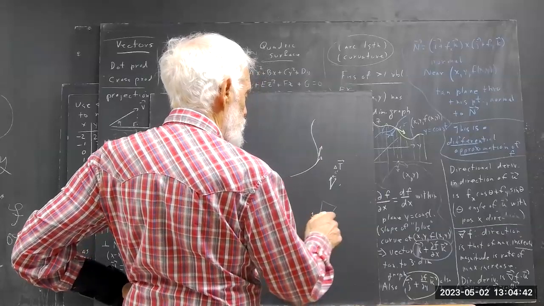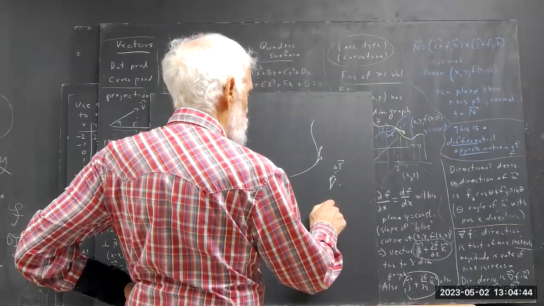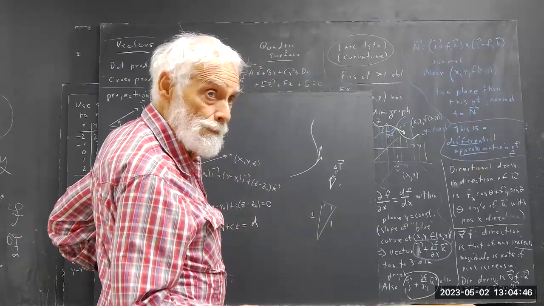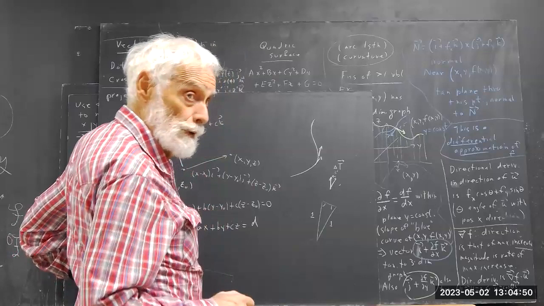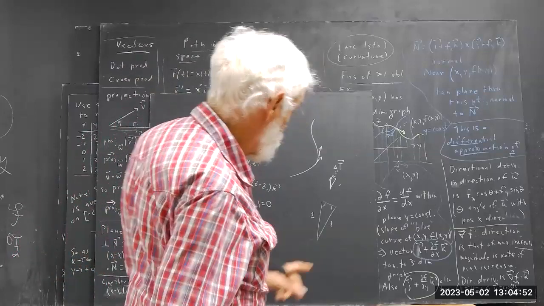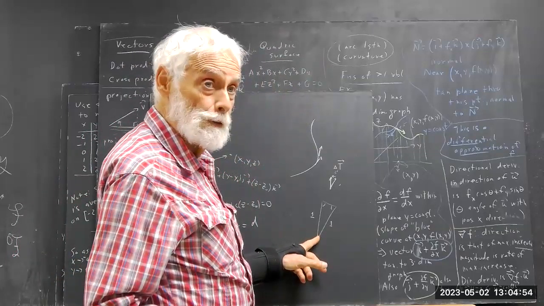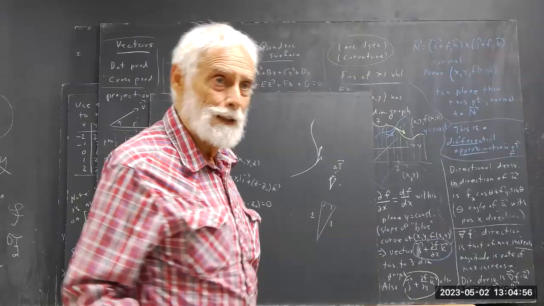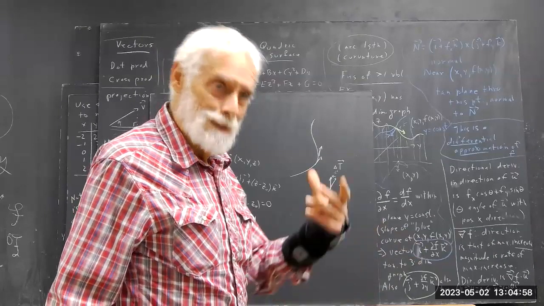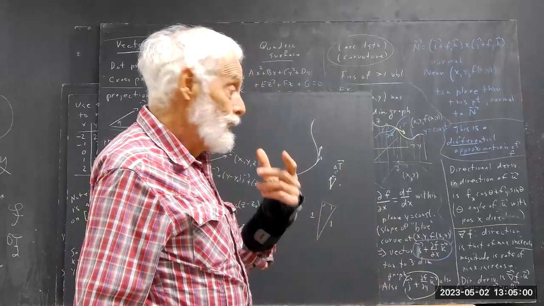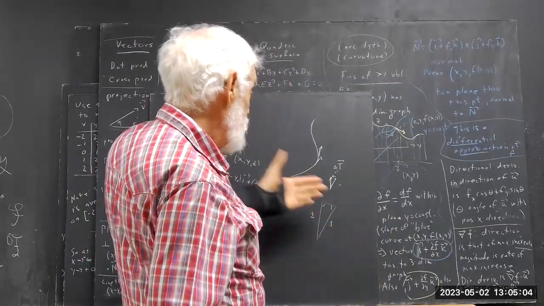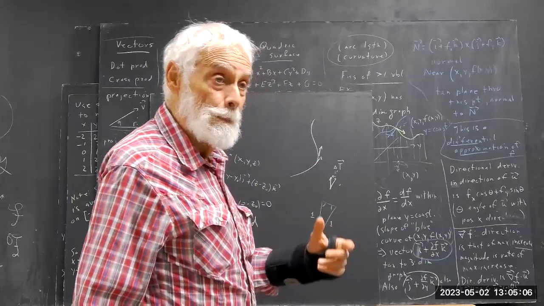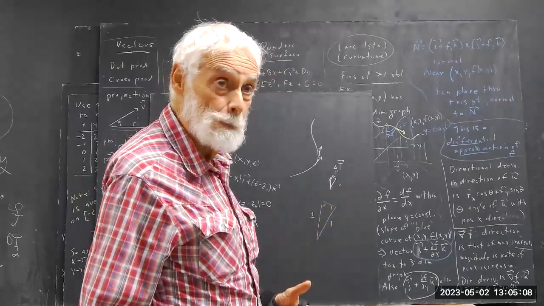Unit here, unit here. That means that these two angles have to be equal. This angle plus this angle plus this angle add up to 180 degrees. As this angle shrinks to zero, we end up with two equal angles that add up to 180 degrees. That's why the derivative of the unit tangent vector is perpendicular to the unit tangent vector.